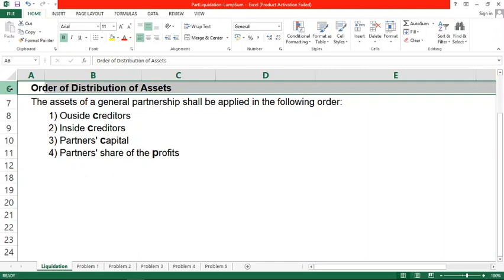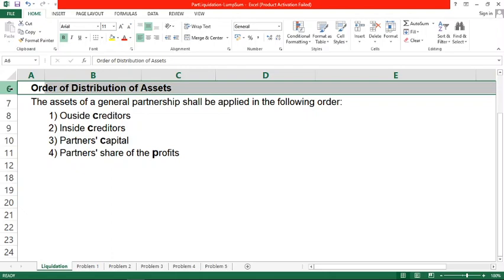So the assets of a general partnership shall be applied in the following order. So this is in accordance to the order of priority. It cannot be interchanged. Number one is one, that's first priority. Number two will be, yes, the second priority, and so on.